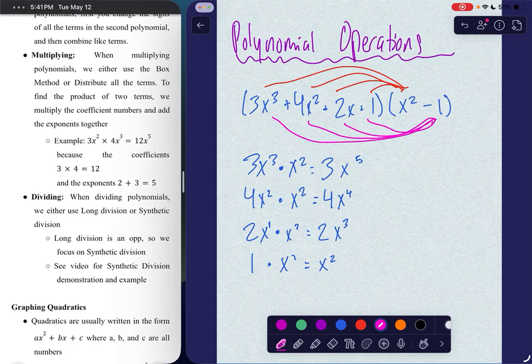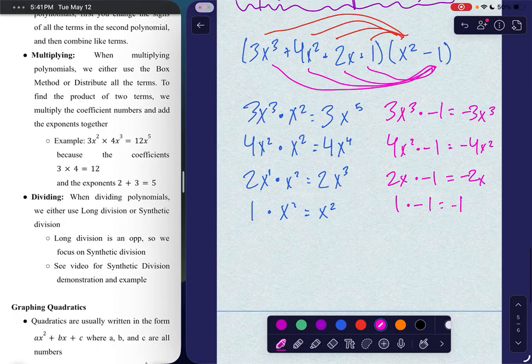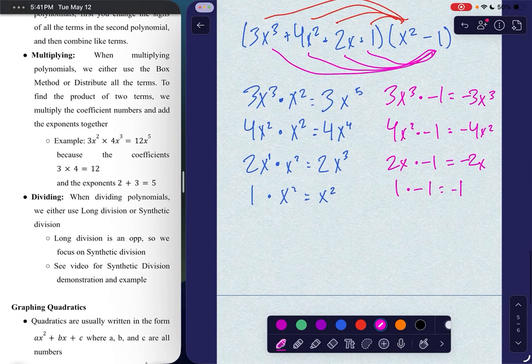Then we have the -1 to distribute, so 3x to the 3 times -1 is going to give us a -3x to the 3. 4x squared times -1 is going to give us a -4x squared. Really, anytime you're multiplying by -1, all your signs just change. So 2x becomes -2x, and 1 times -1 is going to become a -1. So now we have to combine our like terms, right?